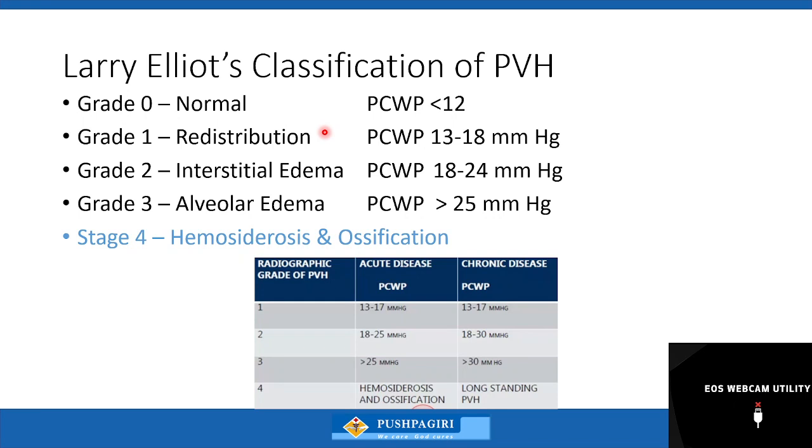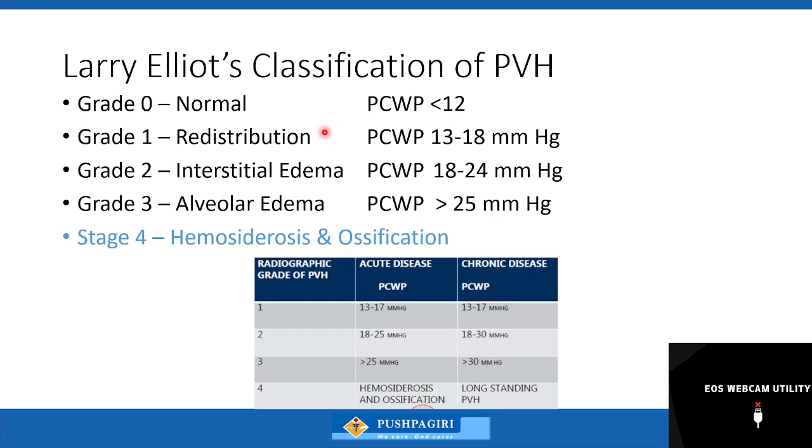Because of the elevated pressure, vasoconstriction. There are various theories regarding this. When there is pulmonary venous hypertension, the forces which tend to push fluid out of the vessel, that is the capillary hydrostatic pressure, increase. The plasma oncotic pressure drives the fluid into the vessel.